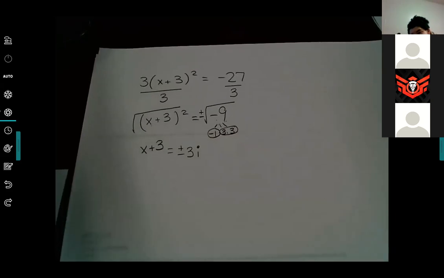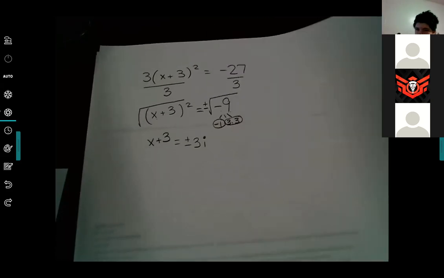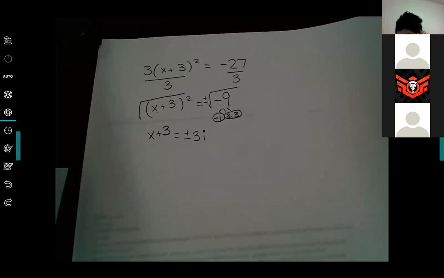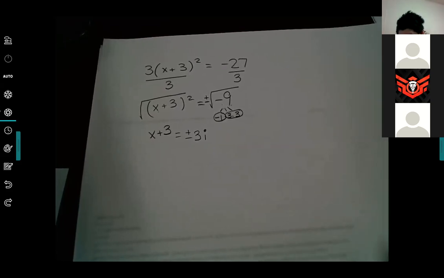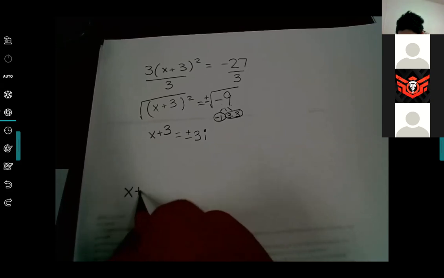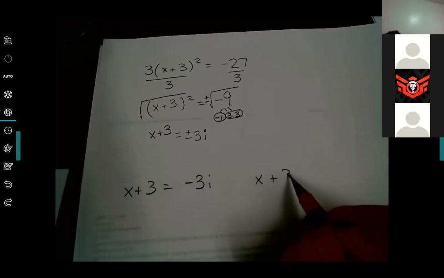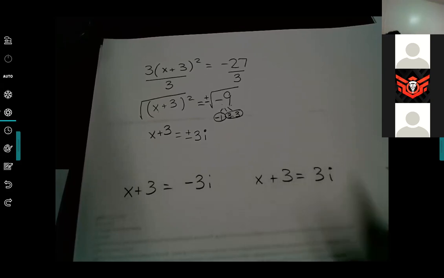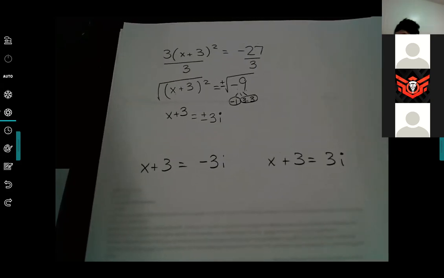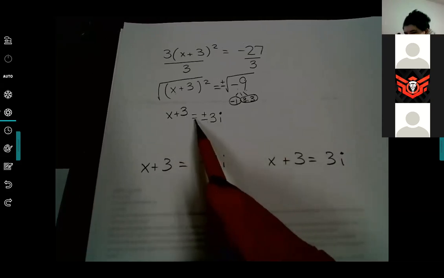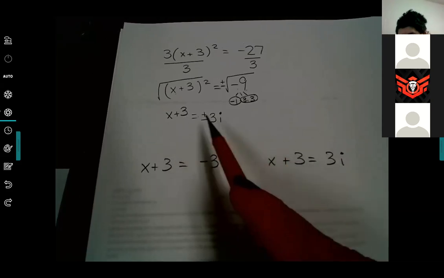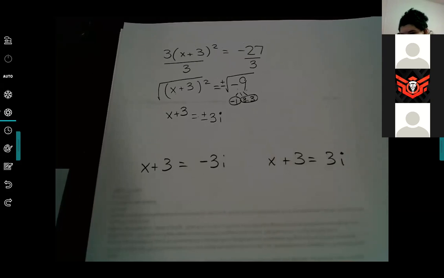So now tell me what my baby equations look like. Here's where some of you are going to screw up if you're not paying attention. I'm not asking you to solve them. Somebody say to me out loud what my 2 baby equations are. X plus 3 equals 3i, and x plus 3 equals negative 3i. Okay, do you see that, y'all? 2 baby equations. X plus 3 equals positive 3i. X plus 3 equals negative 3i.